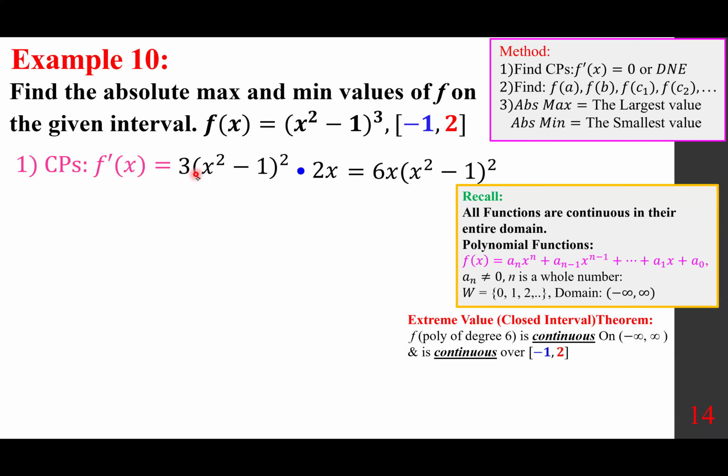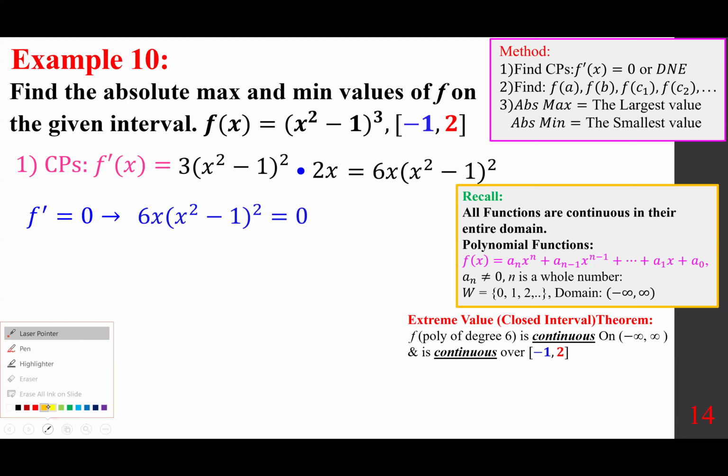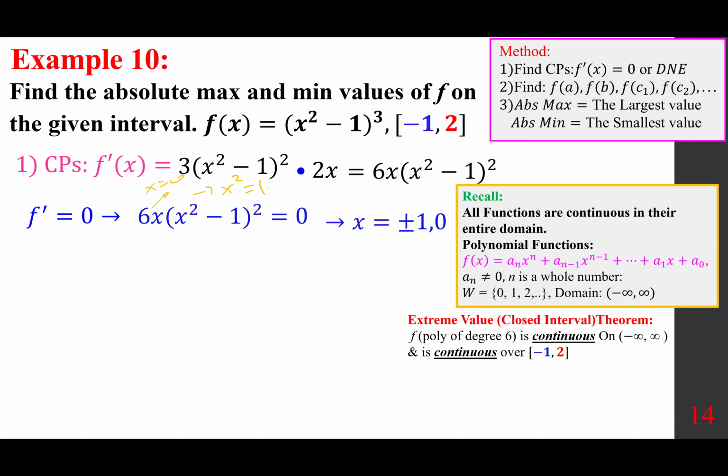If you set that equal to 0, I hope you recognize this gives you 0. So this gives you x equals 0. This gives you x squared equals 1, which gives you plus or minus 1. And we have 3 answers.